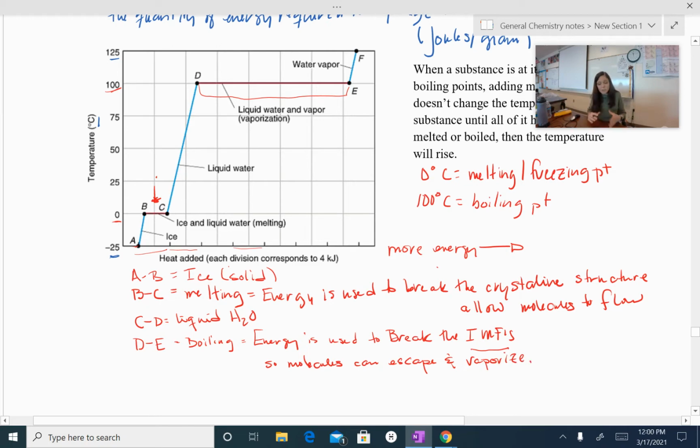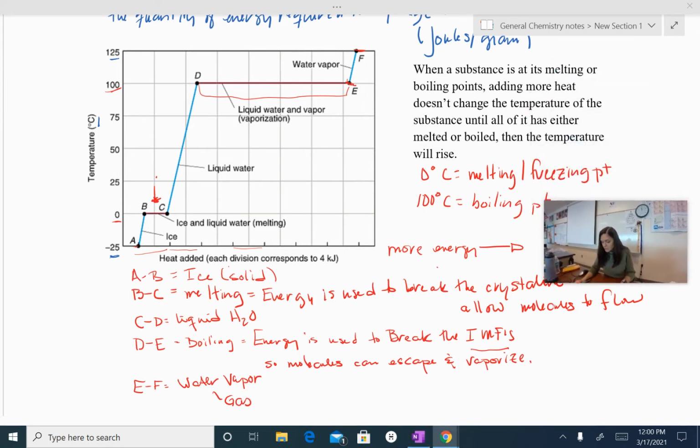Okay, so notice how much energy it takes to vaporize something. It's a lot of energy. And then notice between E and F, once it's all gas, we can now raise the temperature of that gas. So between E and F, we have water vapor, which is gas.